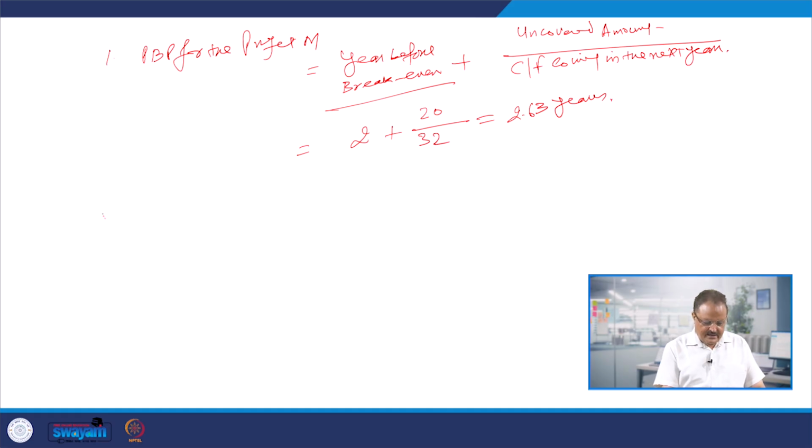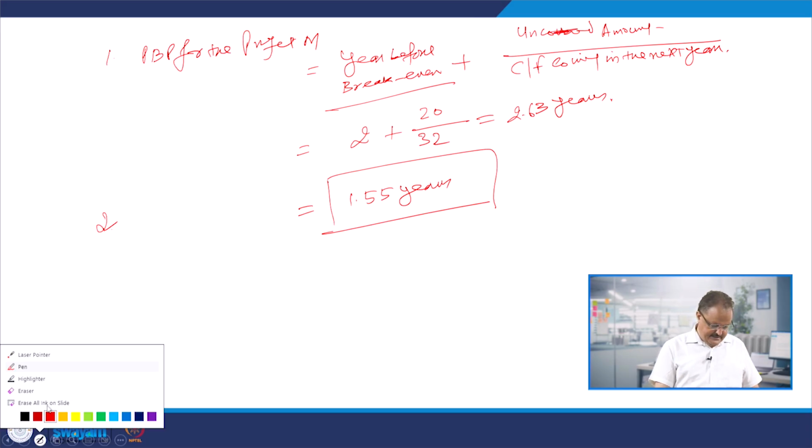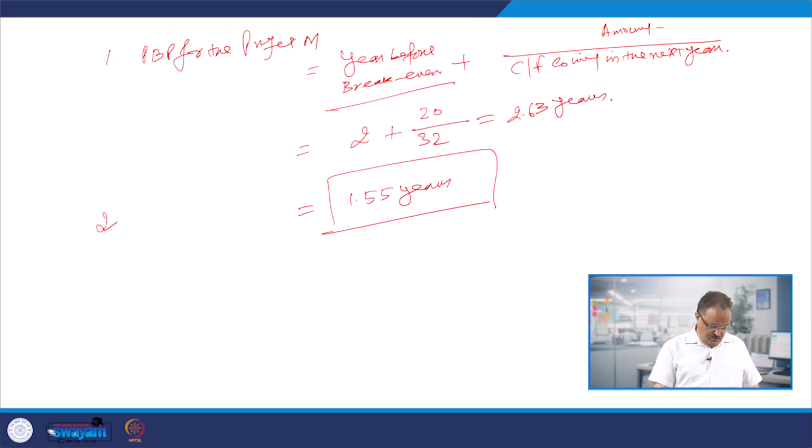Similarly, you can calculate the payback period for project N. Applying the same formula, the payback period would be 1.55 years, that is the year before the break even plus the unrecovered amount. Sometimes we write it as the uncovered amount, but it is better to write it as the unrecovered amount, which is the numerator, and the denominator is the cash flow coming in the next year. In the first case we took 2 years as the year before the break even, an unrecovered amount of 20 million, and a next-year cash flow of 32 million.